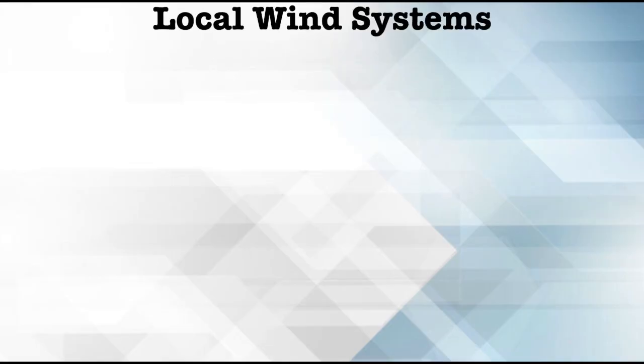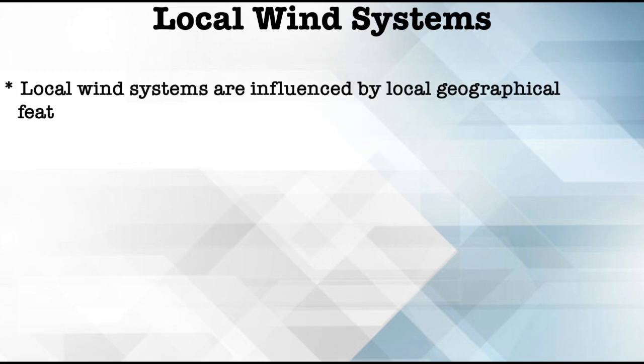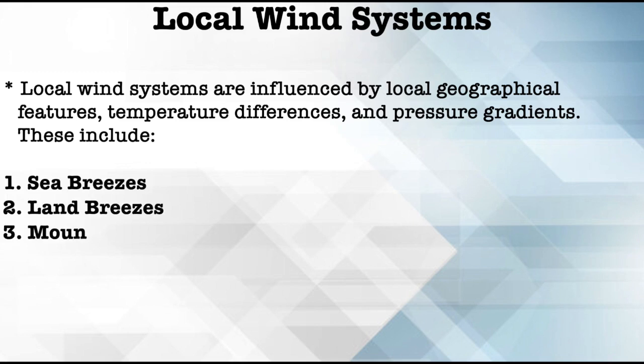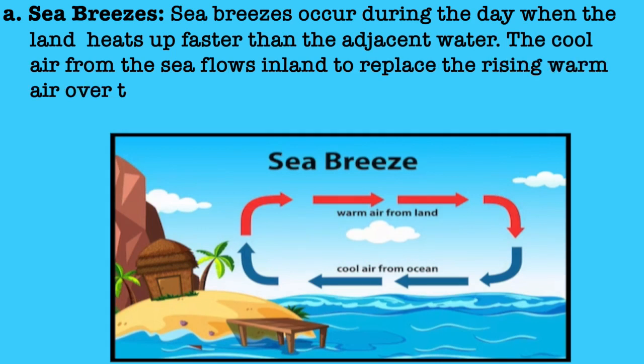Next is local wind systems. Local wind systems are influenced by local geographical features, temperature differences, and pressure gradients. These include: first, sea breezes; second, land breezes; third, mountain and valley breezes. Now we will discuss it one by one. Sea breezes occur during the day when the land heats up faster than the adjacent water. The cool air from the sea flows inland to replace the rising warm air over the land.